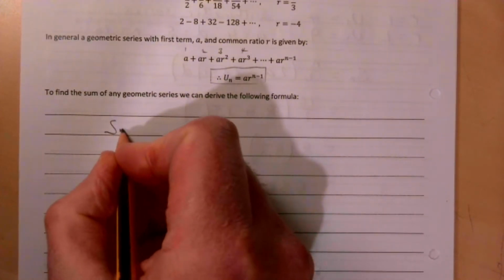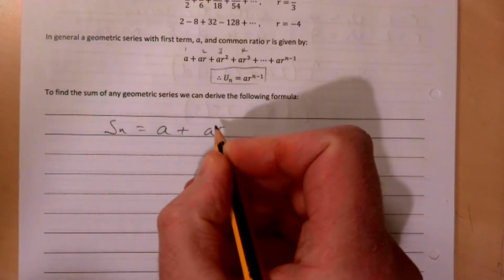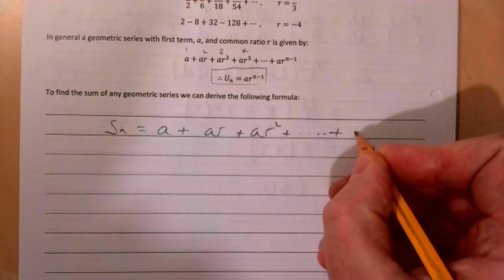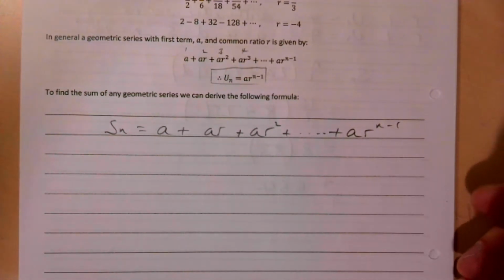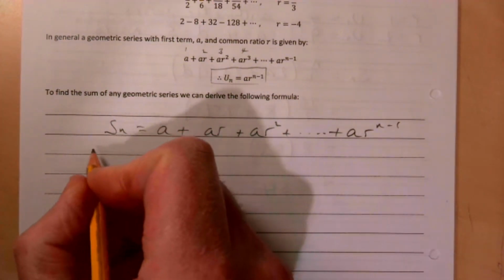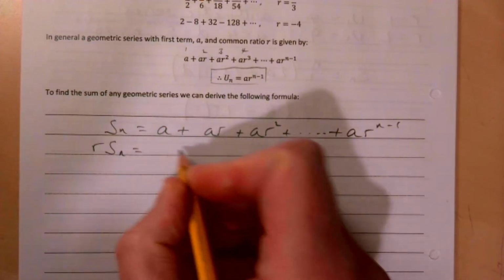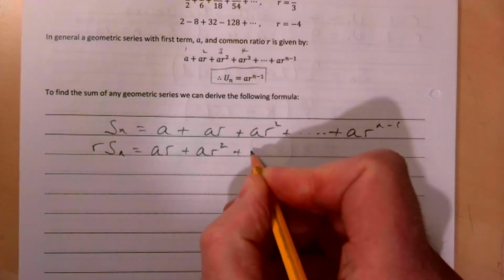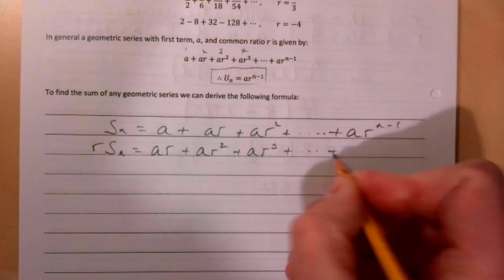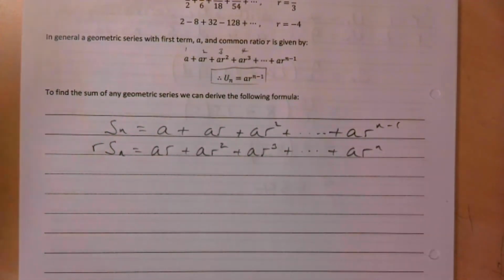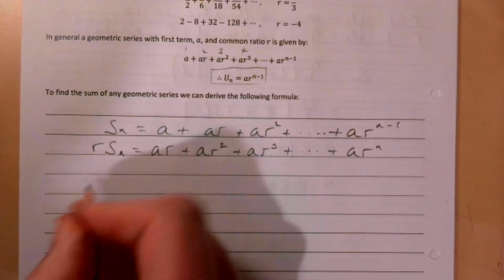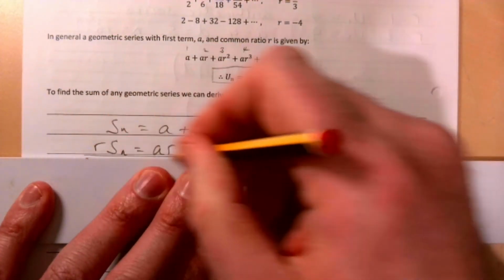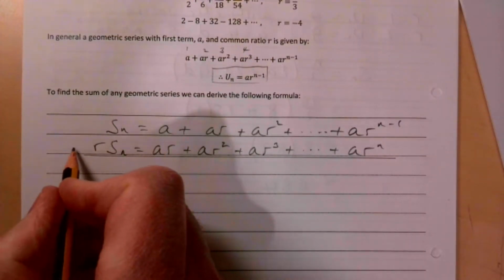So the sum is obviously going to be a plus ar plus ar squared plus all the way up to ar to the n minus 1. The wee trick here is multiply through by r, so you get r s of n. So that gives me ar plus ar squared plus ar cubed plus all the way to ar to the n. So what am I going to do? I'm going to do this, take away this. Some people want a wee line in here. We can do that if it helps, and put a subtract sign so people can see what's going on.